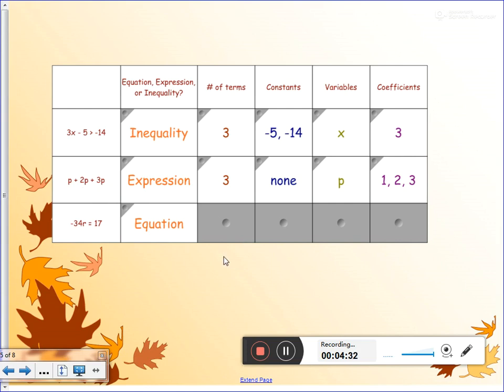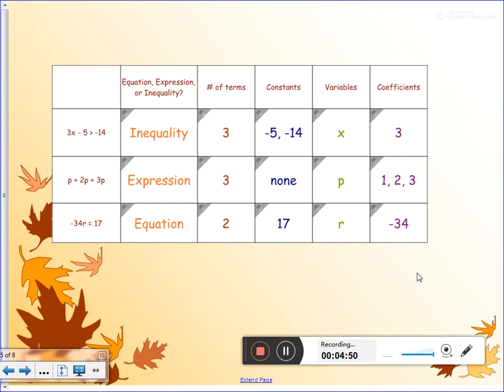All right, and then in this negative 34r equals 17, we have 2 terms, one on either side of the equal sign. The constant is the number 17. The variable is r, and that coefficient is negative 34.